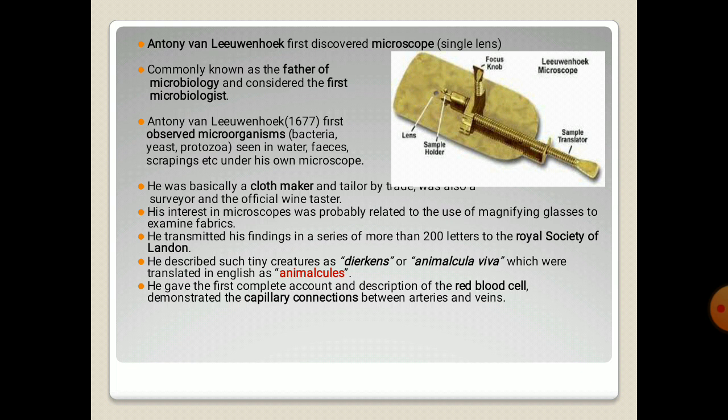Antony van Leeuwenhoek is the first discoverer of the microscope. He made a simple microscope which consists of a single lens. With his microscope he observed many microorganisms, that is bacteria, yeast, and protozoa seen in water and faeces.